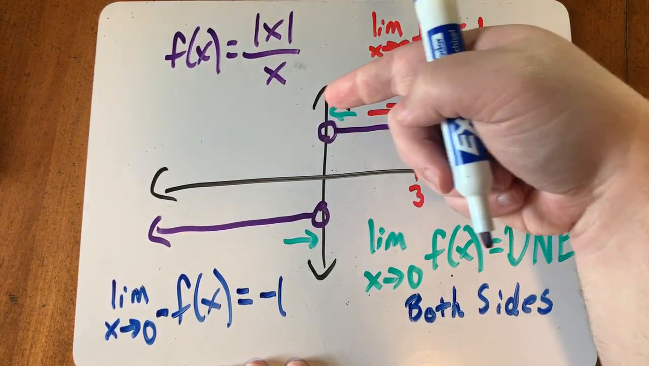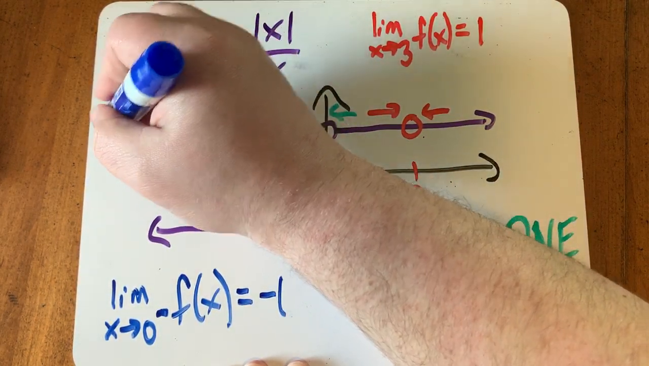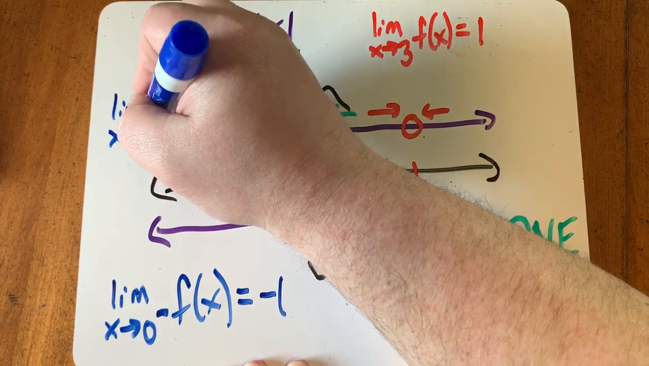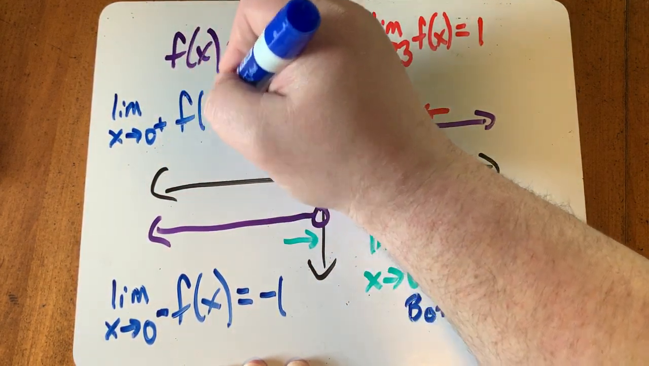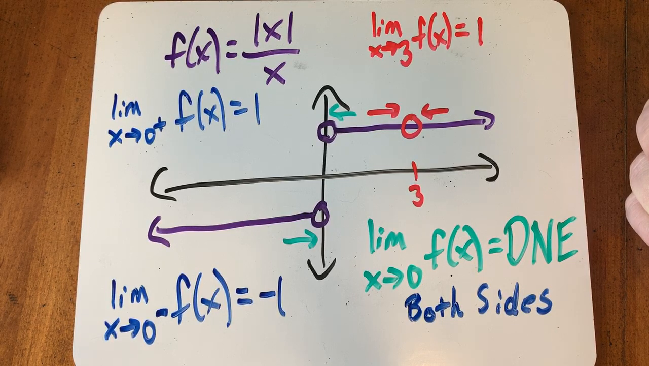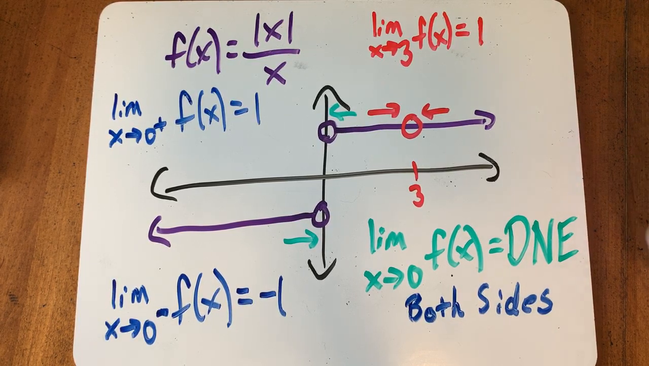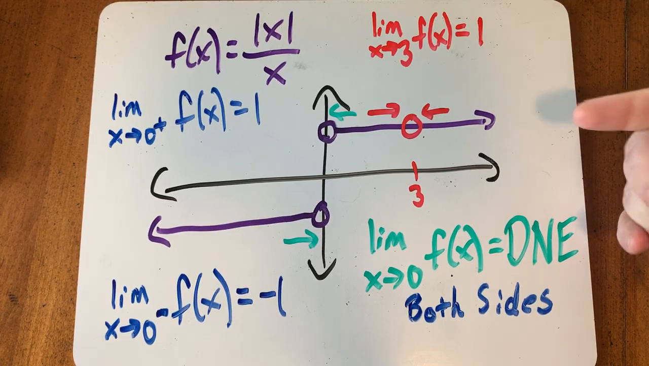If we're approaching from the right side, which is coming from positive infinity, it's the limit as x approaches 0 from the positive side of f of x, which in this case is 1. So you can have positive side limits and negative side limits. From the positive side, it's a right side limit. From the negative side, it's a left side limit.